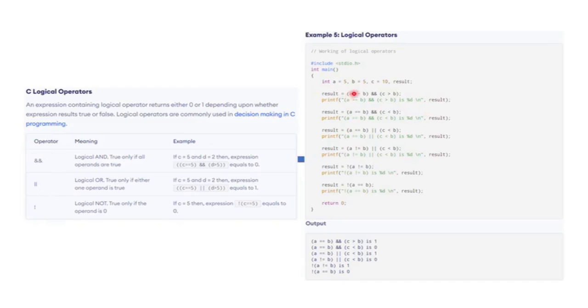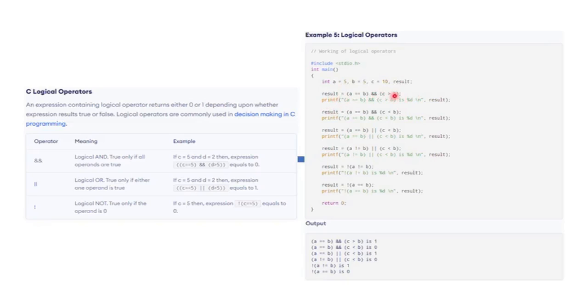For example, let's go to this line: a equal to b and c greater than b. These are two expressions. a equal to b means 5 equal to 5. It is true, so this expression means 1. c greater than b, 10 greater than 5, is also 1. So what logical AND does is that when both expressions are true, it will return true. Here both are 1, so the result will be stored as 1.